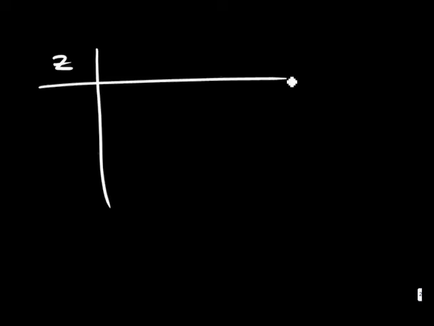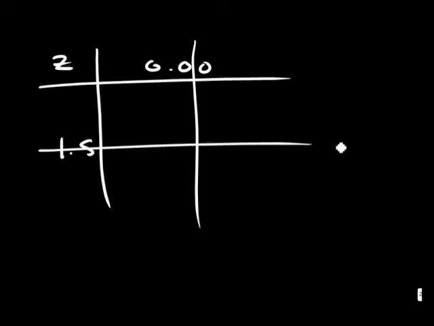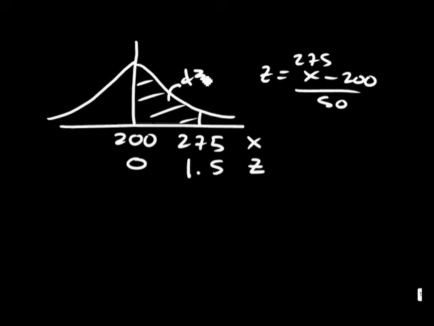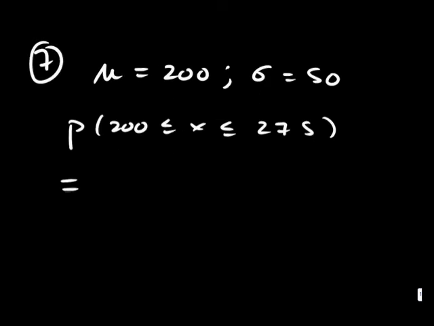We will look for the 1.5 row, 0.00 column. And we find 4332. So that means this is 43.32%. As a probability, 43.32% is 0.4332.